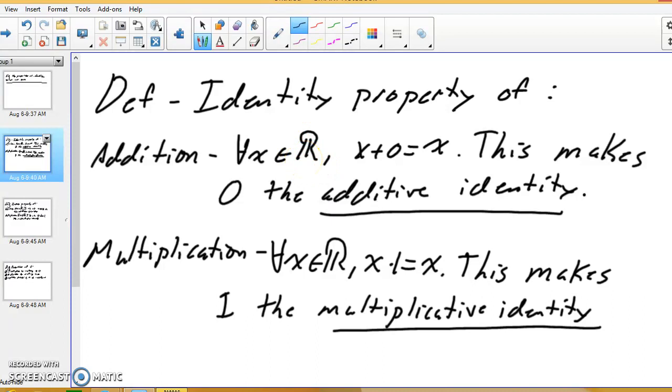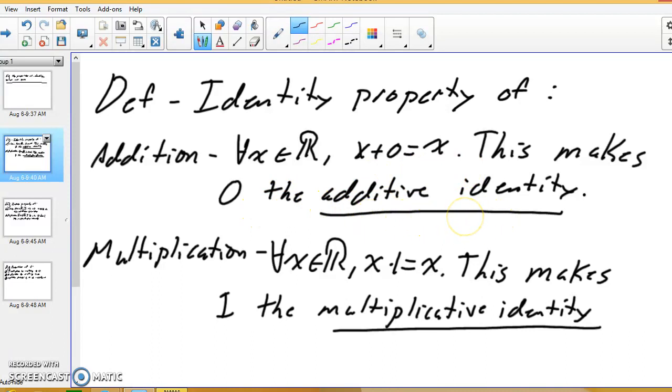The real numbers are the integers, the rationals, and the irrational numbers. So that means for every single integer, rational, and irrational number, x plus 0, that means any number plus 0, is just equal to that number. This makes 0 the additive identity.